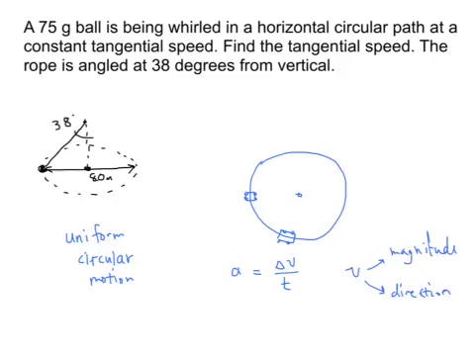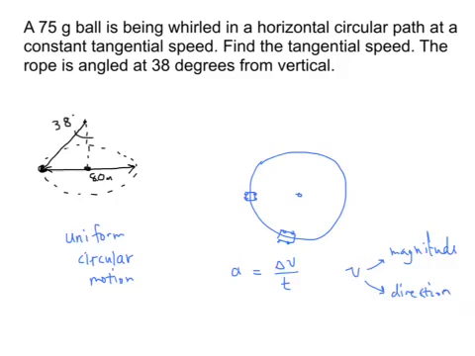And velocity can change because of a change in magnitude. You can go from 5 meters per second to the right, speed up to 10 meters per second to the right. Or velocity can change because of a change in direction. And that is what we have in the case of uniform circular motion. The velocity changes because of the directional change, not because of the magnitude change.